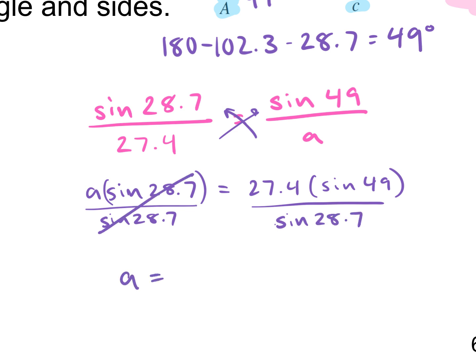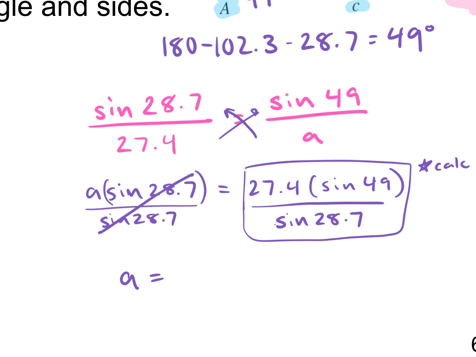So A is going to be equal to this. I'm putting this into the calculator. If you put it all in the calculator at once, make sure you use parentheses. If you multiply the top, use parentheses. I would multiply the top, push equals, get a number for the top, and then just divide that by the sine of the denominator. So make sure you know how to use your calculator. So in my calculator, I'm going to do 27.4 times the sine of 49. I'm going to click equals, and then I'm going to divide that number by the sine of 28.7.